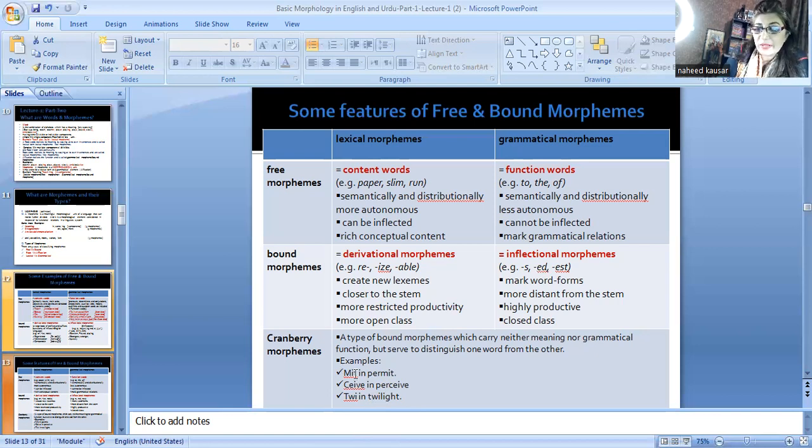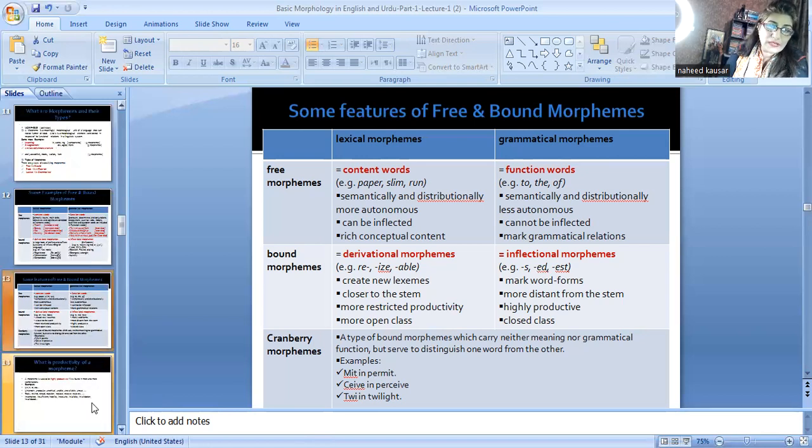So mit, sieve, and twi are morphemes which fall into the category of bound morphemes, but they neither have meanings nor some function. They only become part of the word, right? They become part of a word, but they do not have any meaning in them or grammatical function.